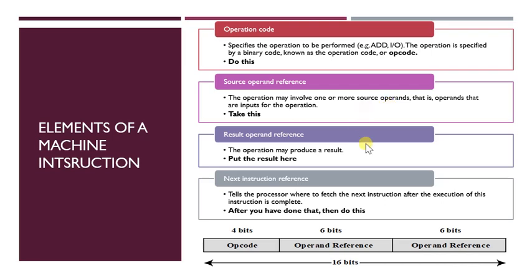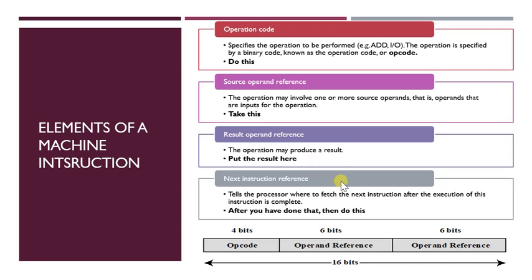The next machine instruction is the result operand reference. So the operation may produce a result. So in the machine instruction itself, it already assigned the result operand reference. So the result will be put inside the assigned location inside the machine instruction.